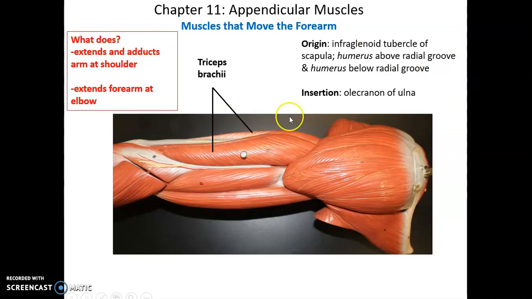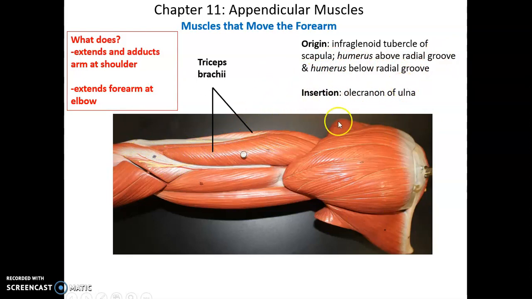All right, on the posterior side of the humerus, we have the triceps brachii muscle. Triceps has three origins. Its origins include the infraglenoid tubercle of the scapula, the humerus above the radial groove, and the humerus below the radial groove. And it inserts into the olecranon of the ulna.